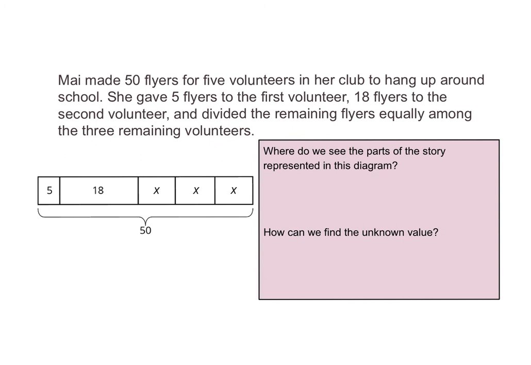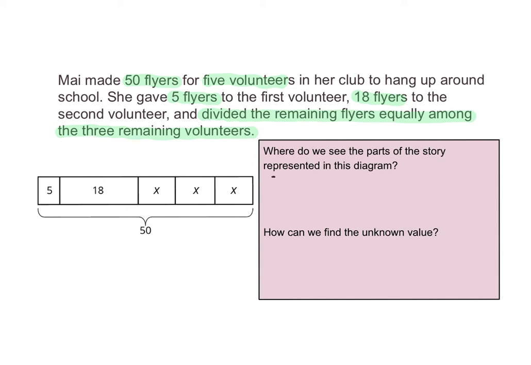So now let's look at an example of a word problem. In this word problem, we have May. May made 50 flyers for 5 volunteers in her club to hang up around the school. She gave 5 flyers to the first volunteer and 18 flyers to the second volunteer, and then divided the remaining flyers equally among the 3 remaining volunteers. And I asked you all in class where you saw the parts of the story represented in the diagram. And I got a lot of excellent responses.